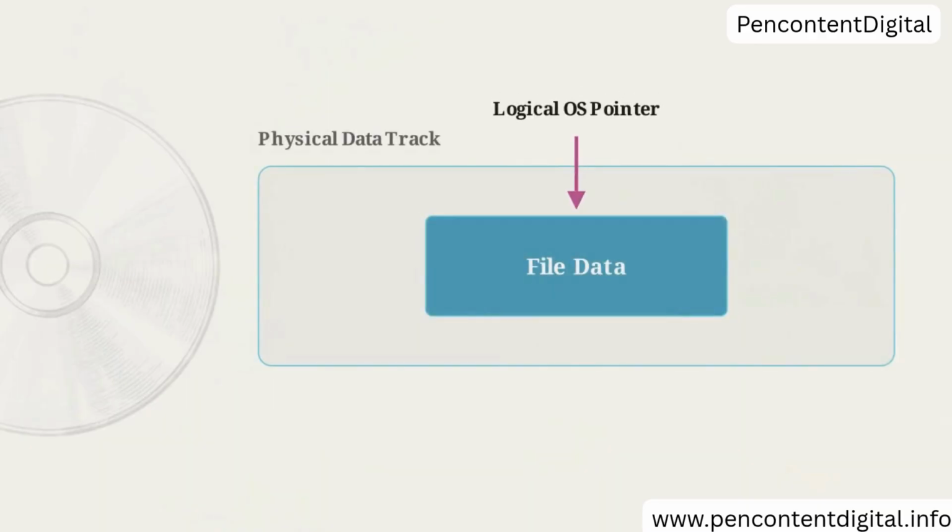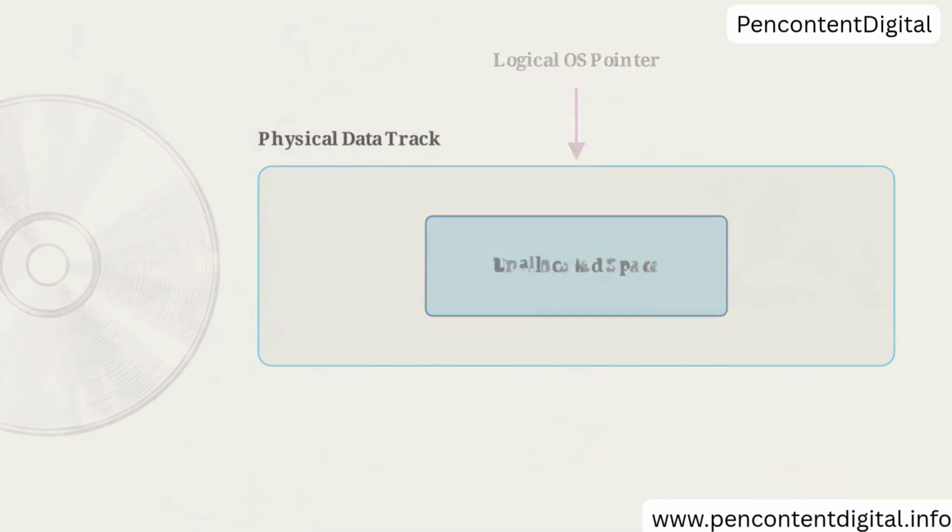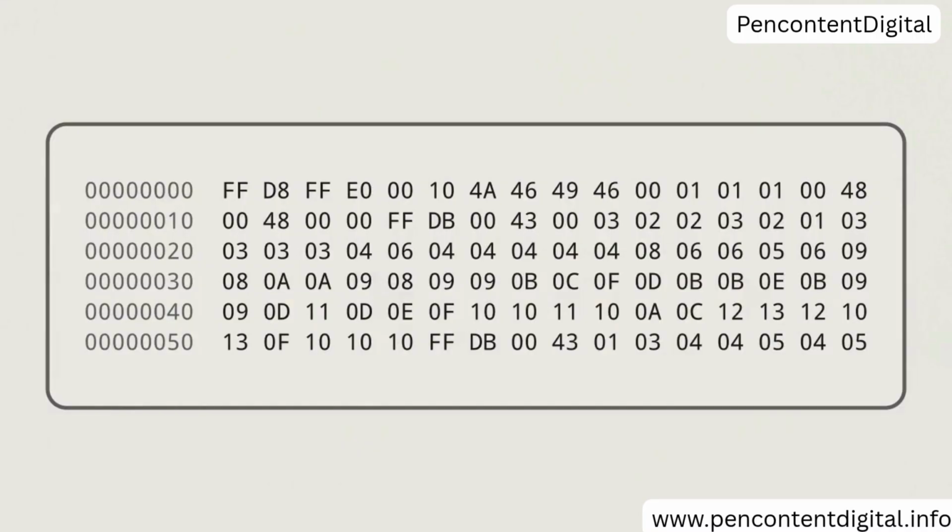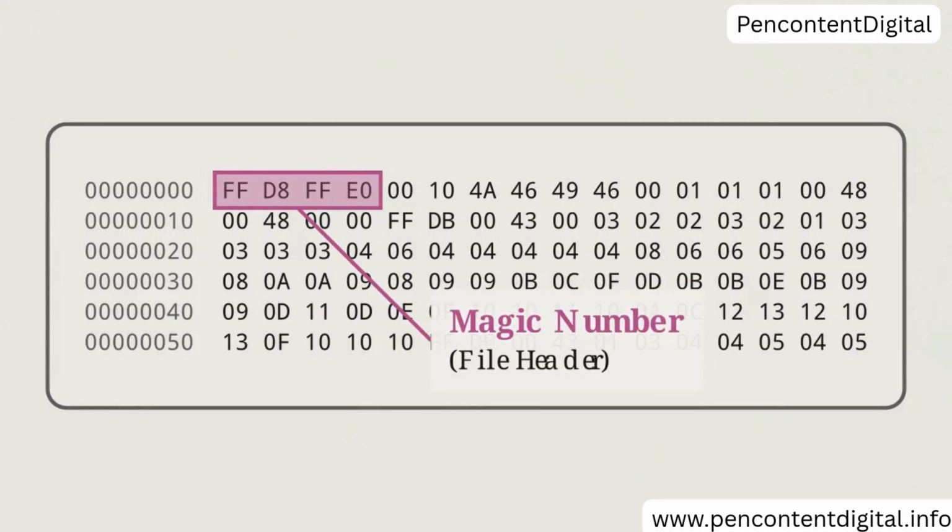obfuscate. When you delete a file, the operating system rarely erases the physical data. Instead, it deletes the logical pointer and relabels that space as unallocated. Because the raw hex data remains in this unallocated space, the file can be reconstructed using specific signatures. We look for magic numbers, unique hexadecimal sequences at the start of a file that identify its format, regardless of what the file extension says.